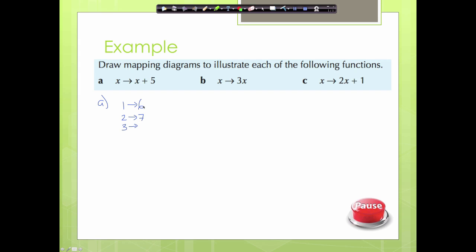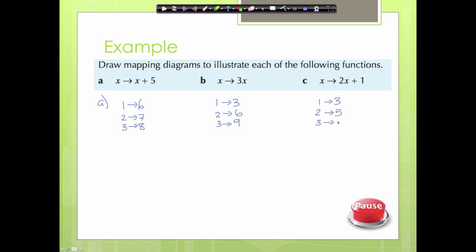For the next one, I can do the same thing. I can choose any numbers, so I'm just choosing 1, 2, and 3 to keep it simple. So 1 times 3, so 3x is just 3. 2 is mapped onto 6, and 3 is mapped onto 9. 3 times 3 is 9. For the next one, I've got x is 1, so 2 times 1 is 2, add on 1 is 3, 2 times 2 is 4, add on 1 is 5, 2 times 3 is 6, add on 1 is 7.